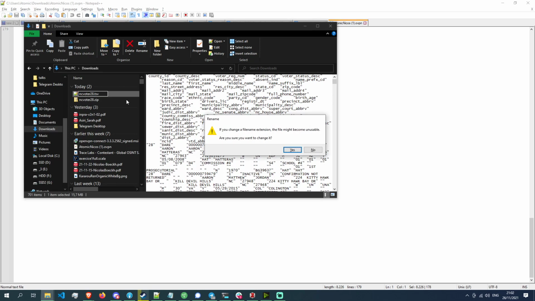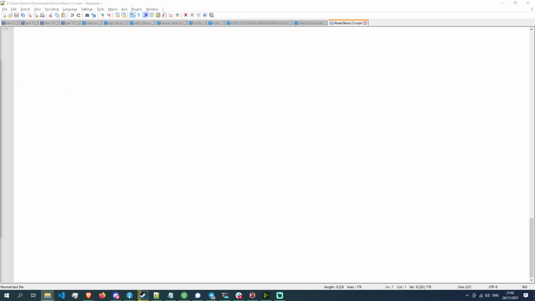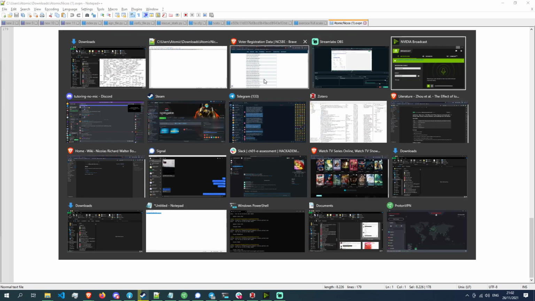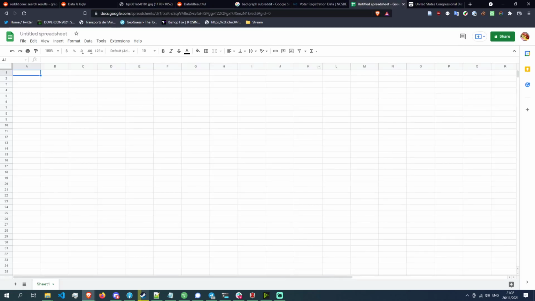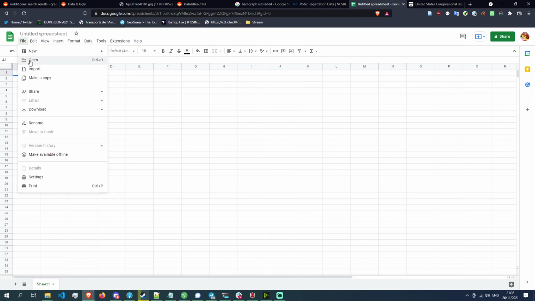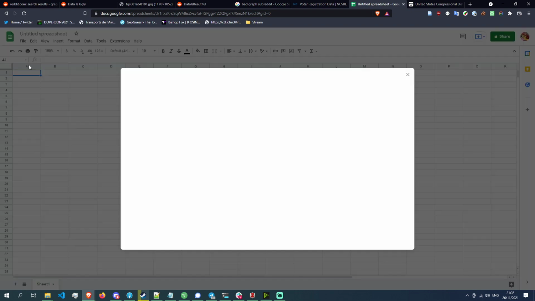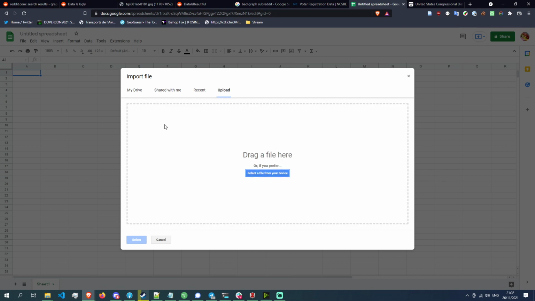TSV, let's do that. And let's open this with a spreadsheet. Let's see if I can't just, nope, can't do that. File, open, no, import. There we go. Upload, and just dump this. So TSV is tab separated values, which means that instead of a comma, they use a tab. This is, however, 15 megabytes, so my poor connection is going to take a second.